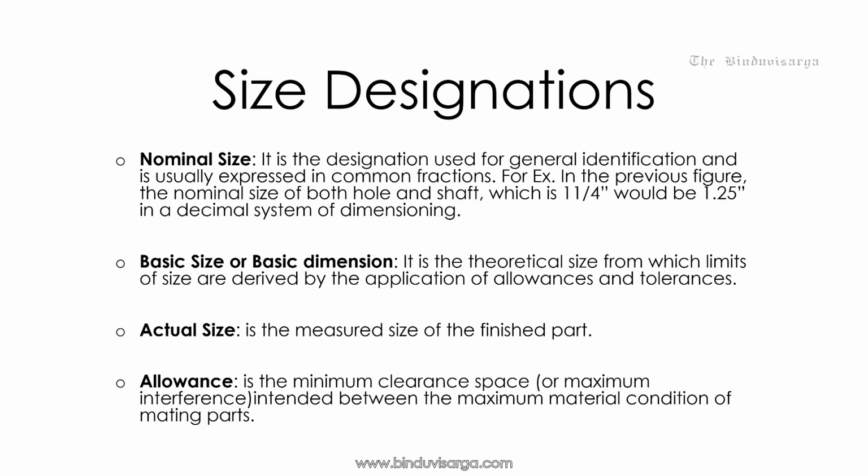Actual size is the measured size of the finished part. Allowance is the minimum clearance space or maximum interference, obviously, intended between the maximum material conditions of mating parts. You can go back to the previous figure and you can understand the designations clearly.